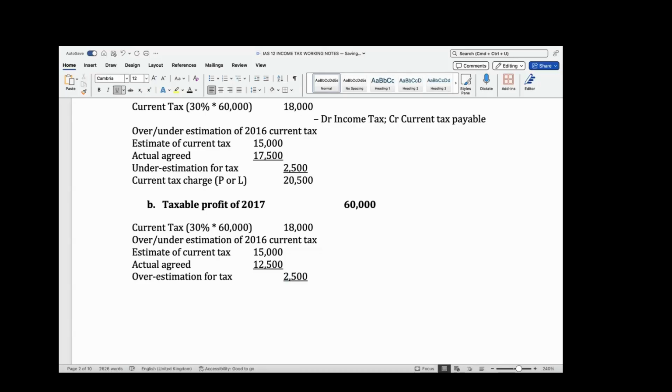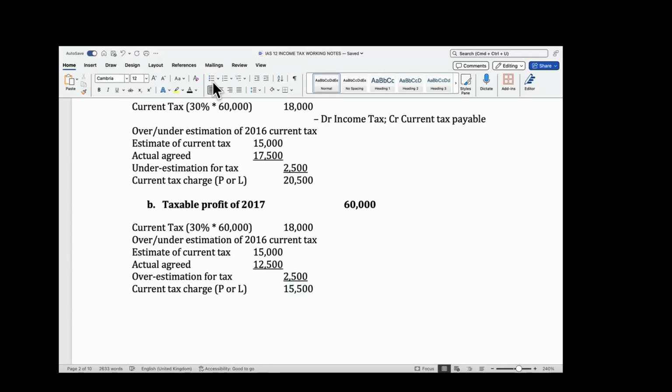In this case now, the current tax charge to P&L is going to be 15,500. It will be a deduction, just like the opposite of underestimation of tax. Because in 2016, your estimate was 15,000, but the taxman said you're supposed to pay 12,500. Okay, fine. So that means last year we overestimated by 2,500, we overpaid by 2,500. So our tax charge for this year that goes to P&L is actually 15,500.